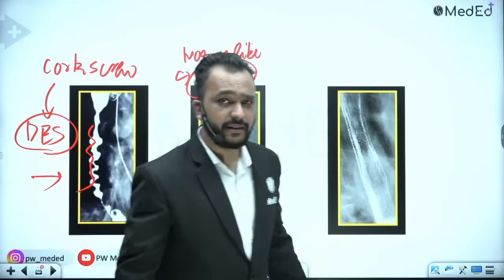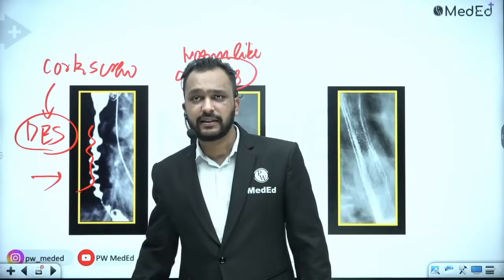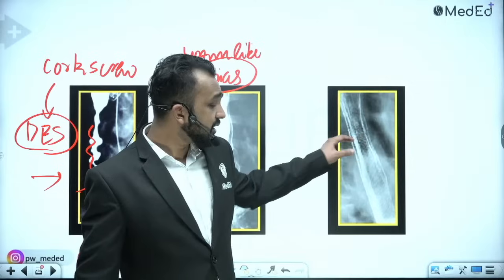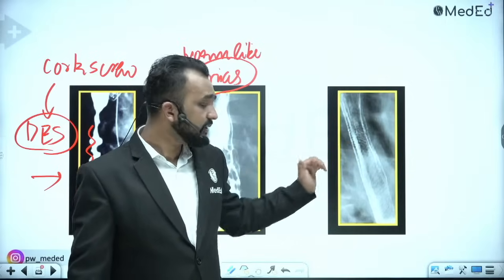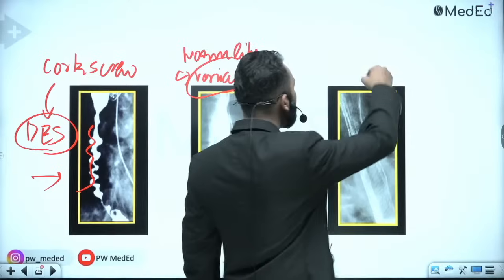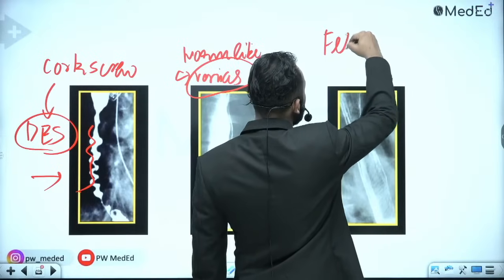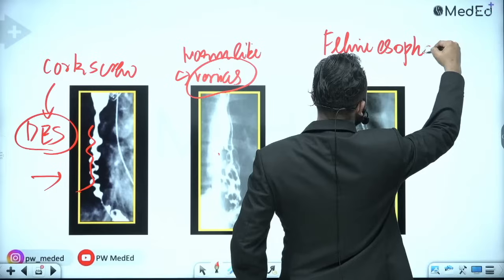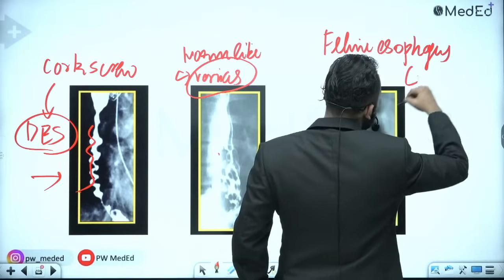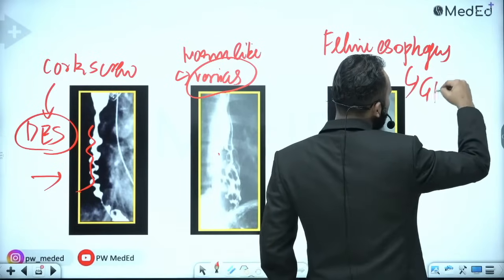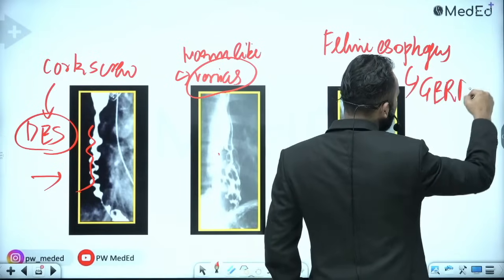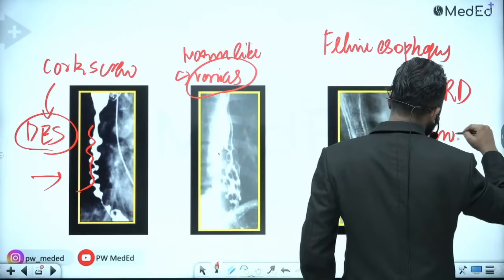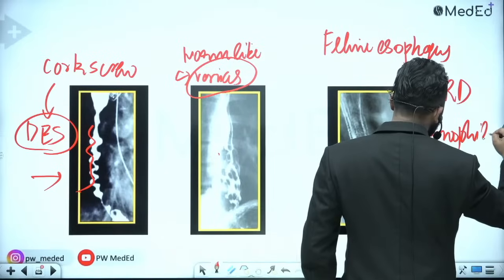And in the third image, you can see that transverse bands can be seen within the esophagus. This is your feline esophagus. This is seen in patients with gastroesophageal reflux disease and eosinophilic esophagitis.